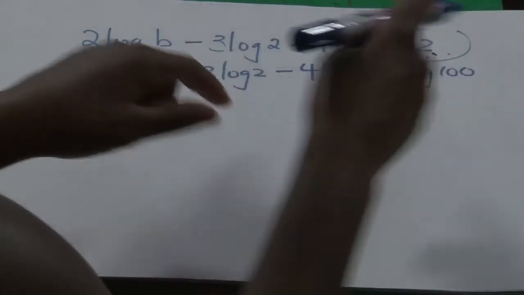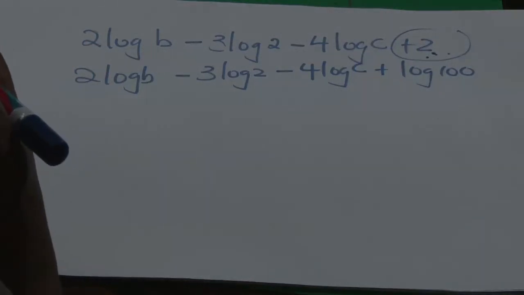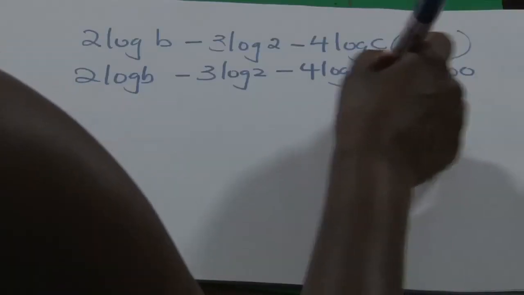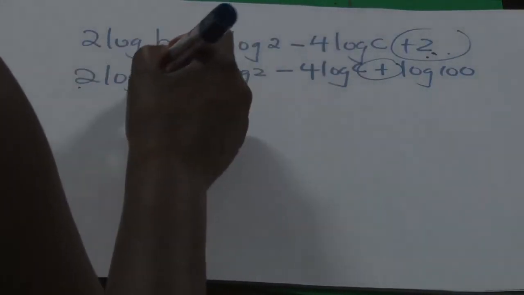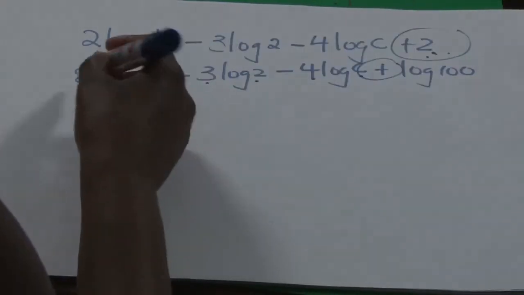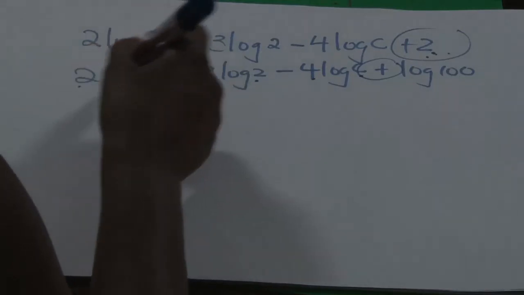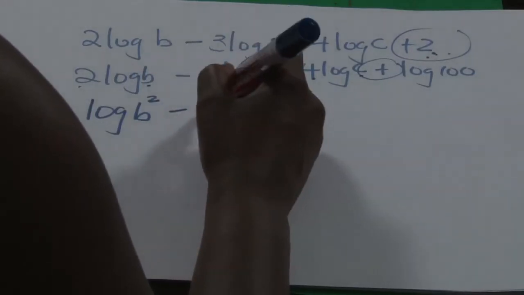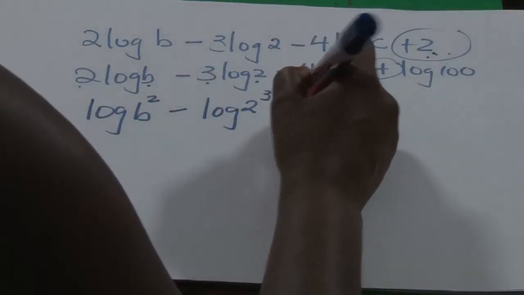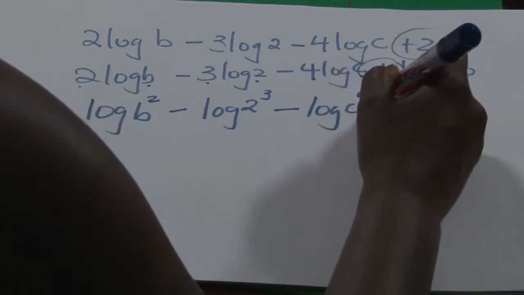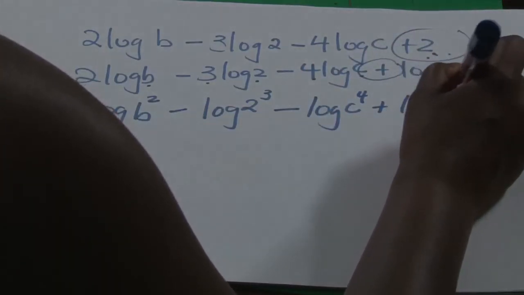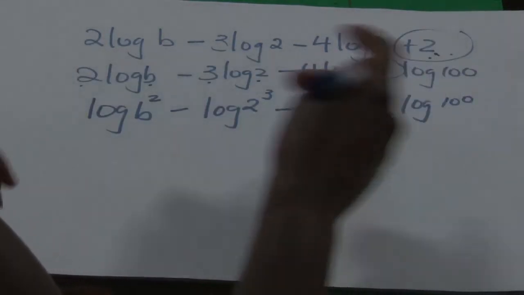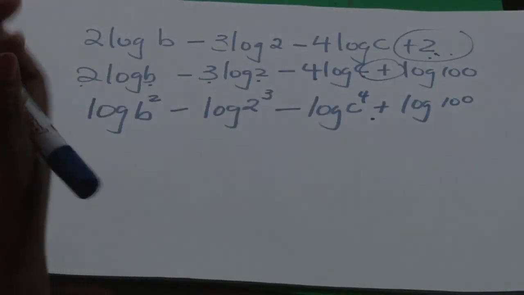Then from there, you use your laws. Myself, I prefer working with addition first. But if you look at this, these were once power laws. So I can write 2 log b as log b to the power 2, minus log a to the power 3, minus log c to the power 4, plus log 100 now. Then from there I use my laws. Addition, and then you subtract. Subtraction was once a division.